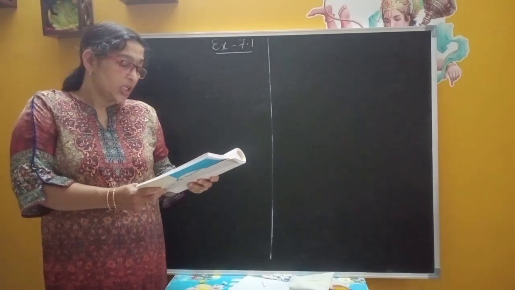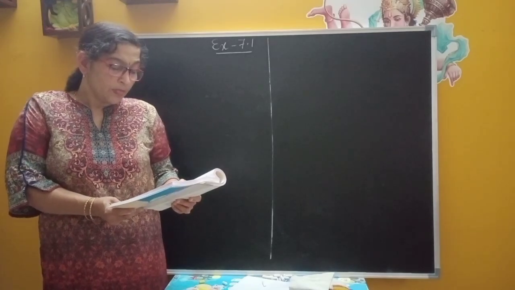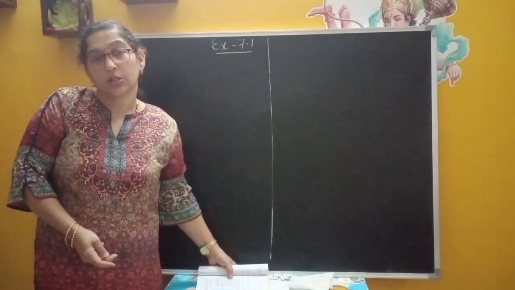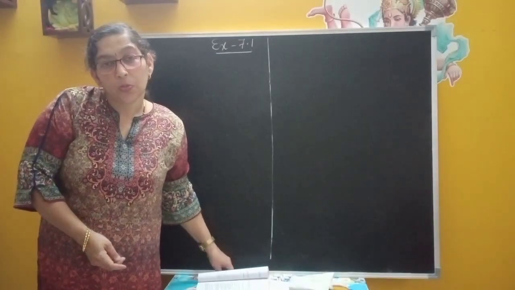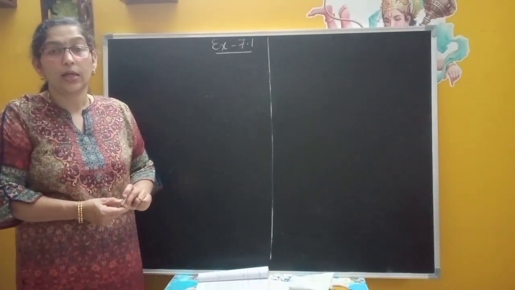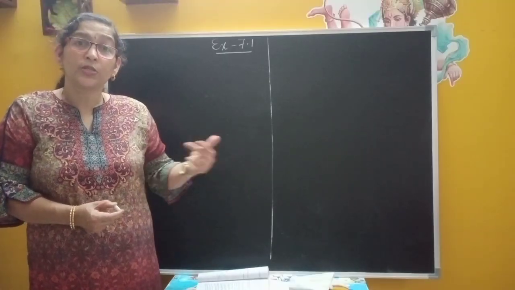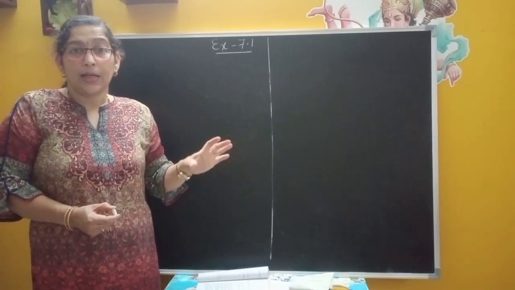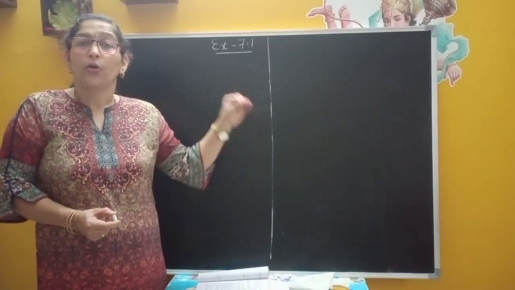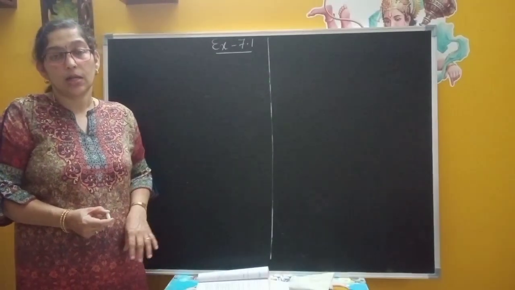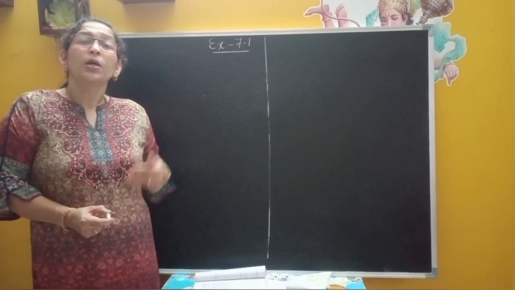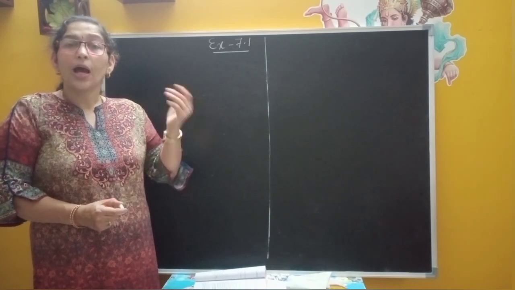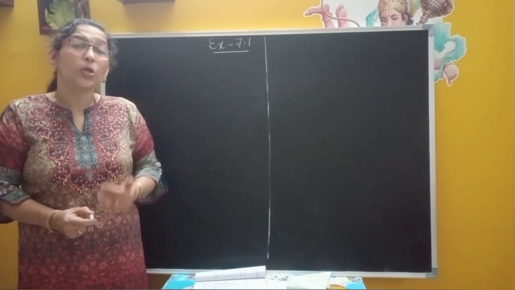Based on this, the question is: name the type of quadrilateral formed, if any, by the following points and give reasons for your answer. Using the points given here, we have to find whether it is a quadrilateral or not. If it is a quadrilateral, we have to name it. So, if you want to name them, you should know the properties of the quadrilateral.